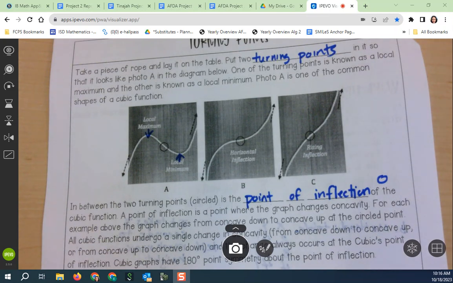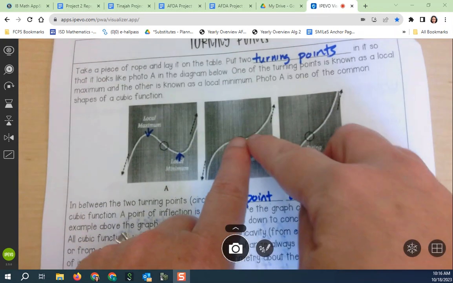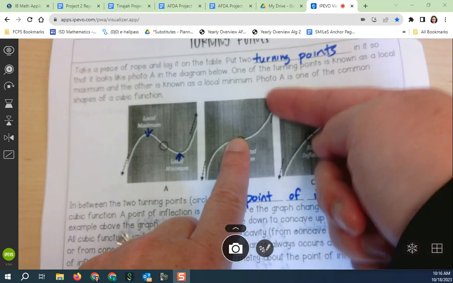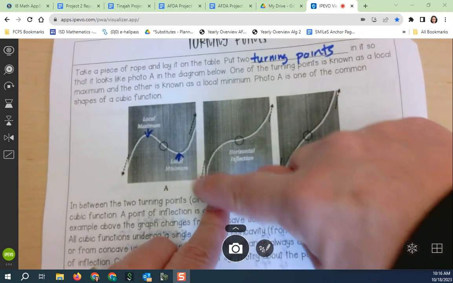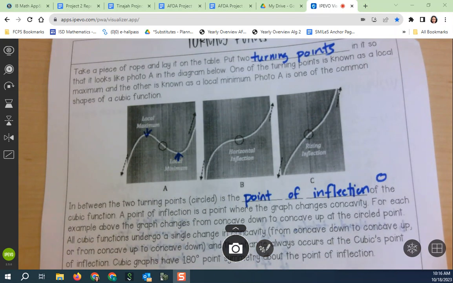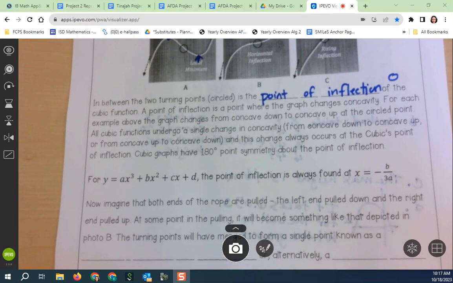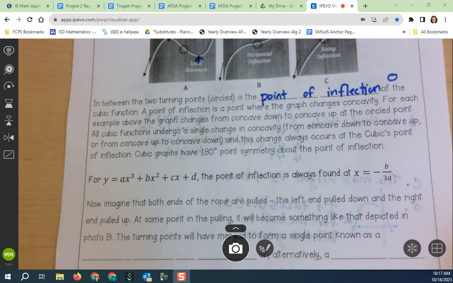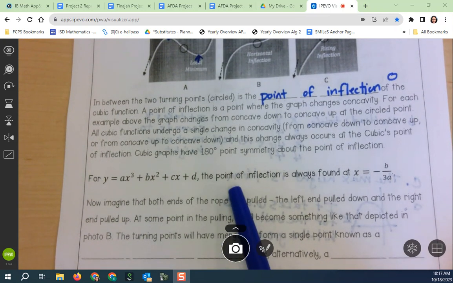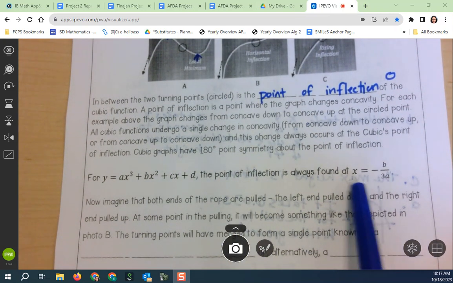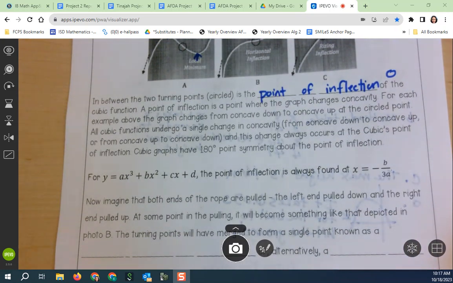Cubic graphs have 180-degree point symmetry about the point of inflection, which means that if I were to reflect this piece horizontally and then vertically, it would be this piece right here. So this is its symmetry. Remember that for the vertex, we had that formula for the x-coordinate of the vertex, which was negative b over 2a. For the cubic function, the point of inflection can be found at x equals negative b over 3a.